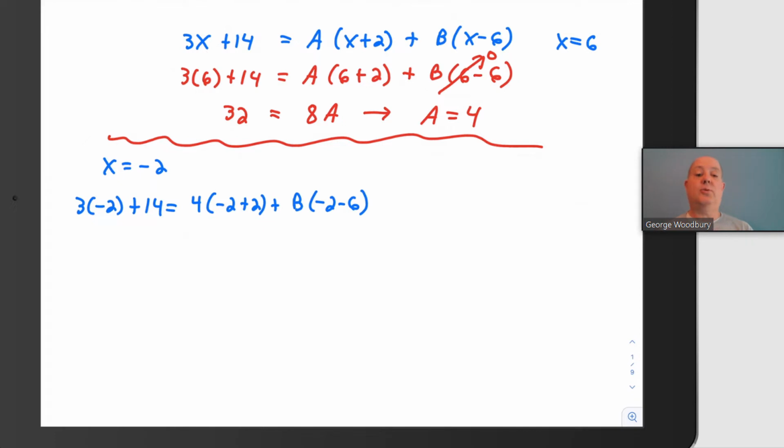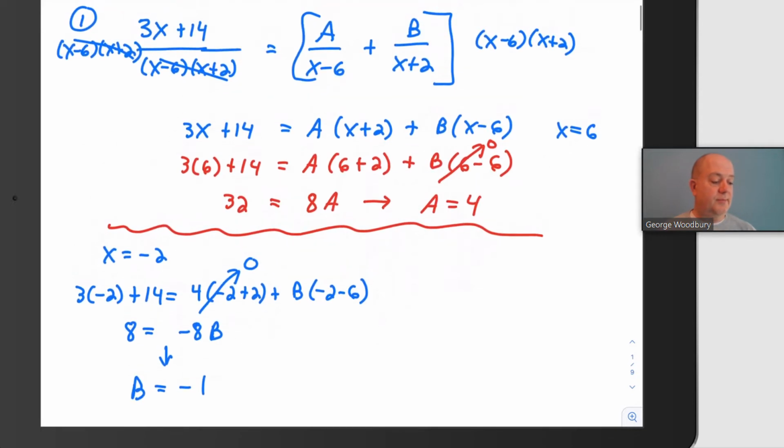On the left-hand side, 3 times -2 is -6, plus 14, that's positive 8. On the right-hand side, 4 times 0 is 0, and we're left with -8B. And if I divide both sides by -8, I find out that B equals -1. So I've got my values for A and B that I needed up at the top.